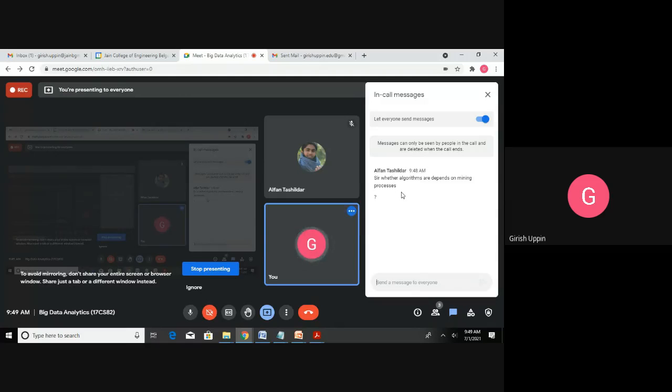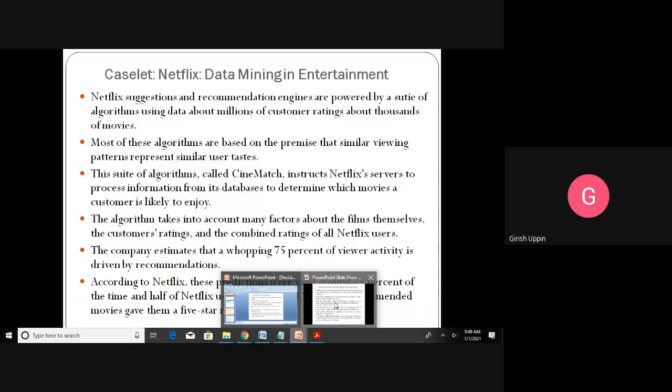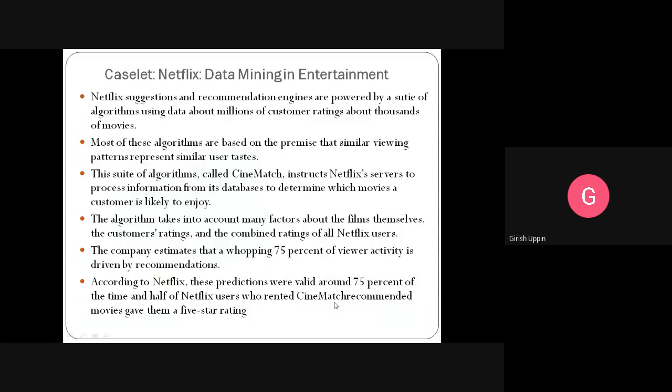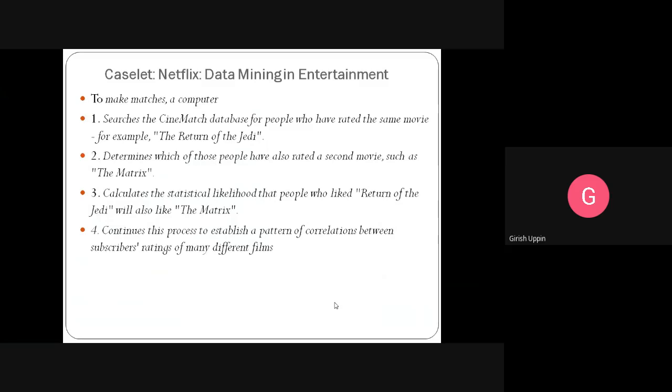On the mining process, whether algorithms depend on the mining process, no, it is the other way around, Alfan. For example, we will see one algorithm today for finding the frequent items. We create the algorithms to do a certain thing. Here, in this particular machine learning activity, we want to find the association. This is the association rule we are trying to find.